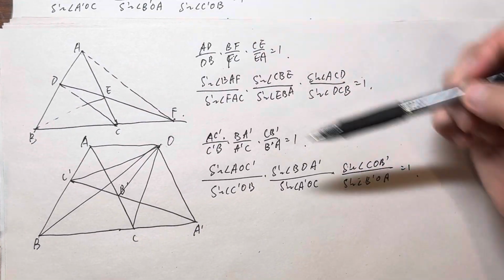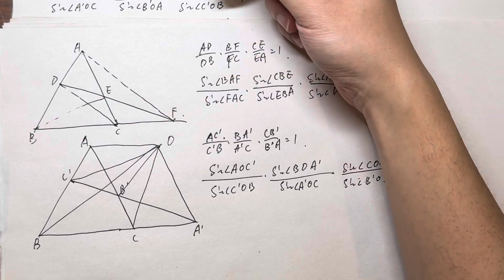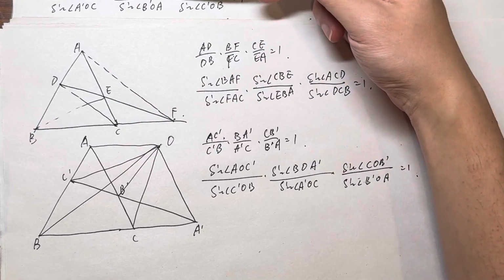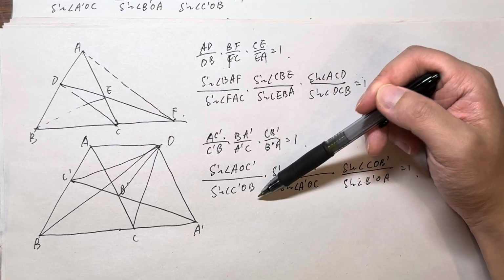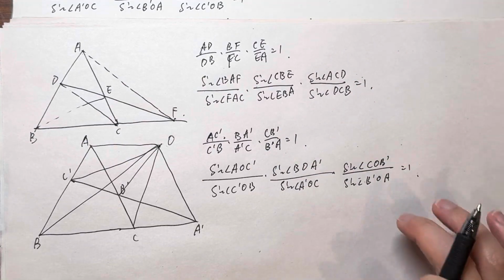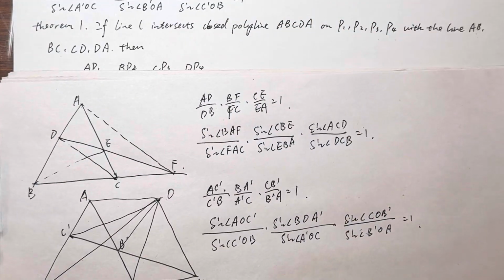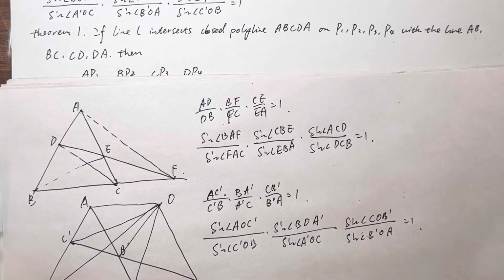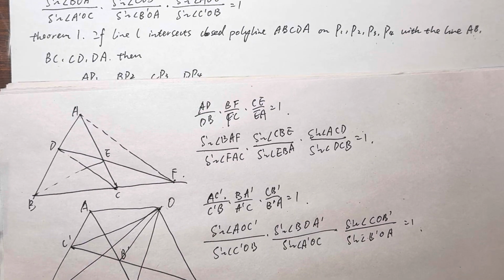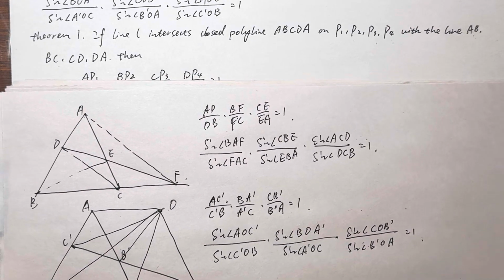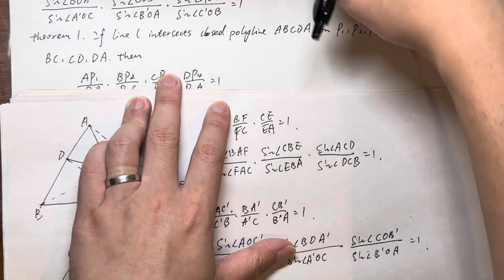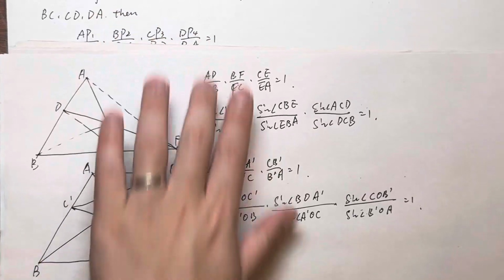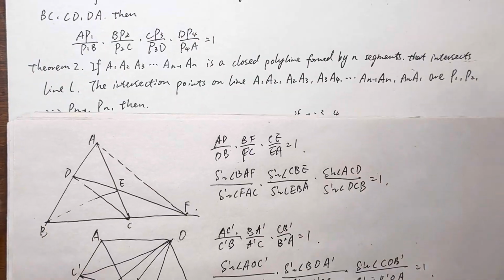This one and this one are identical: BOA', A'OC, COB', B'OA, AOC', C'OB. So that's the second angle form of the Menelaus theorem. It's just another expression, and I don't think it's very helpful in solving problems, but anyway, it's just knowledge here.